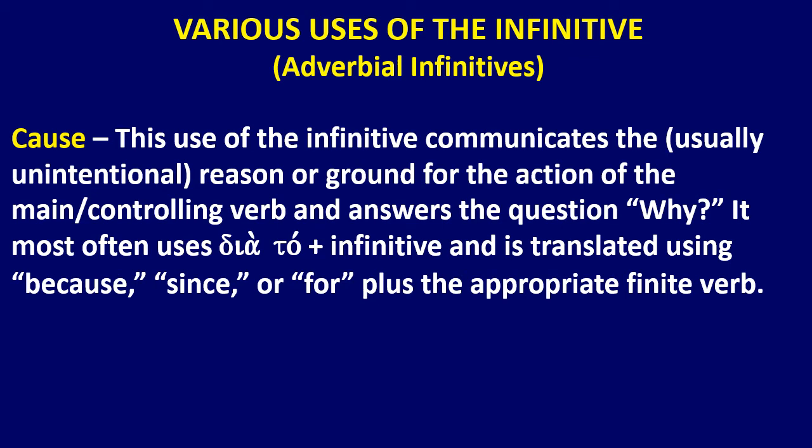And this causal infinitive is the use of the infinitive that communicates usually unintentional reason or ground for the action of the main and controlling verb. And it answers the question of why. Why did an action occur? It most often will use the construction dia ta, preposition and the article, plus the infinitive, and is translated using because, since, or for plus the appropriate finite verb.